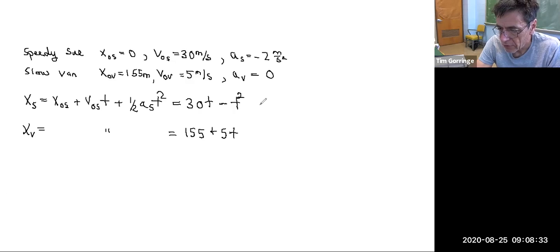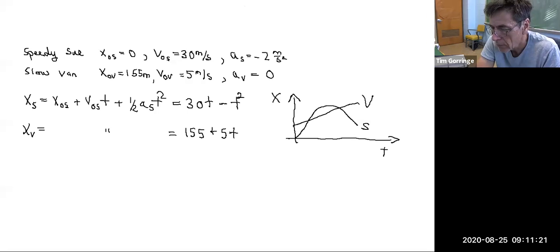Just to give you an idea of these two equations, let me sketch them out. Sketch out Speedy Sue's position versus time, and the van's position versus time. So here's the graph. Horizontally time, vertically position, and on the graph of position as a function of time, I've drawn two curves. One's labeled with an S for Speedy Sue, one's labeled with a V for the slow van.